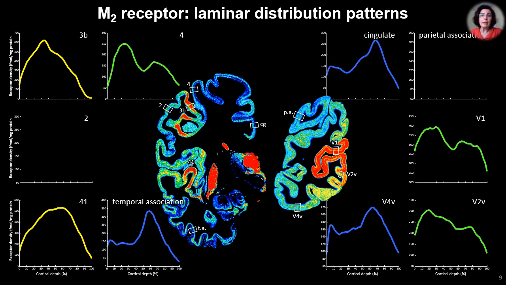Now we can also find areas with lower densities in the superficial than in the deeper cortical layers, and temporal association areas or the cingulate cortex, area 24, would belong to this category. And finally, some areas also present an intermediate maximum in their receptor profile. For example, somatosensory area 2.